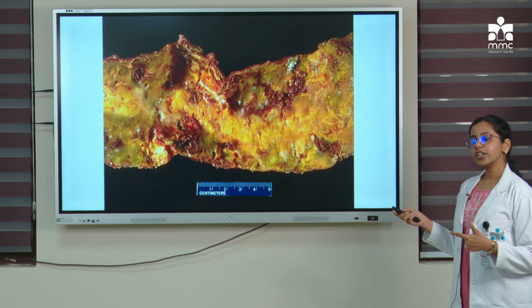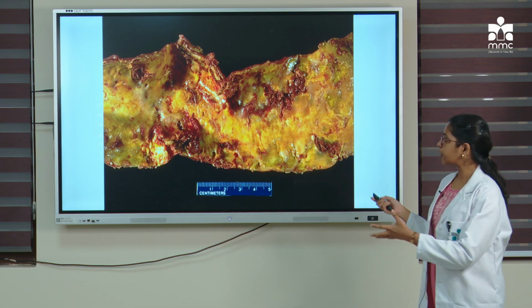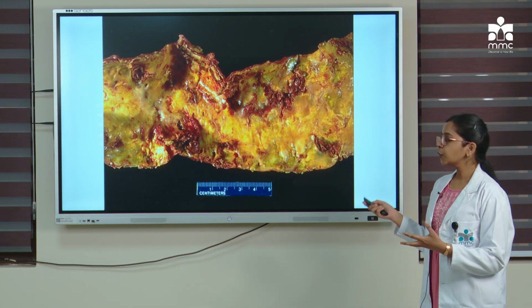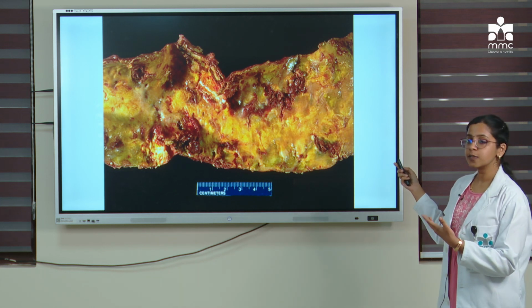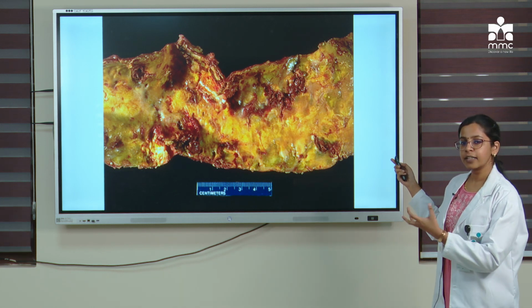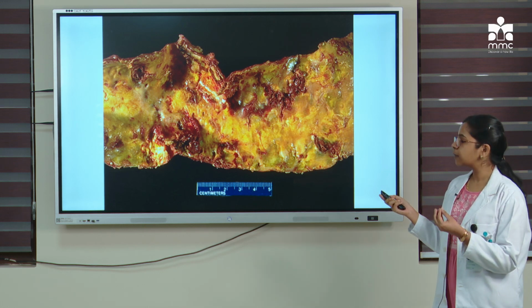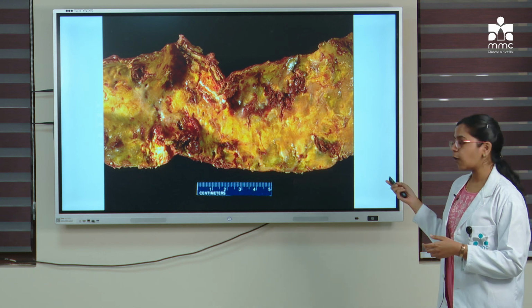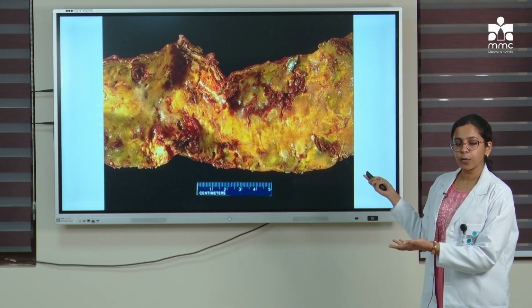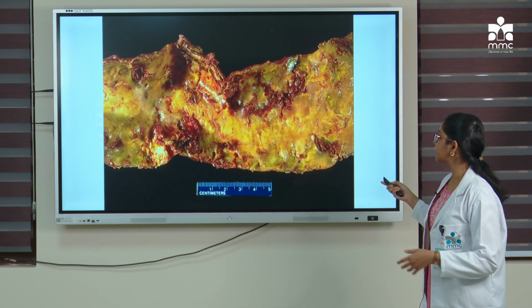This picture is actually a gross photograph, or the macroscopic appearance, of atheromatous aorta. So what you see here is a cut section of the blood vessel. You can see the vessel is not smooth. There are various bumpy areas. So these are actually atheromatous plaques which have ruptured, and there is ulcer formation. So definitely you are not going to find a laminar blood flow over here. It will be a turbulent blood flow.